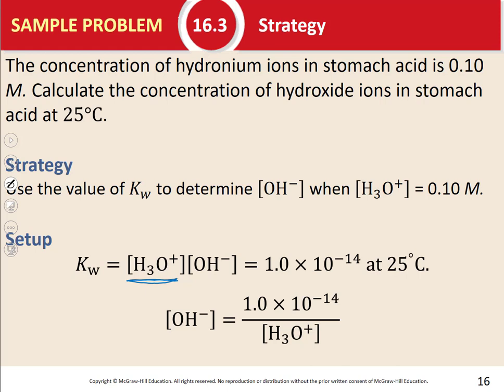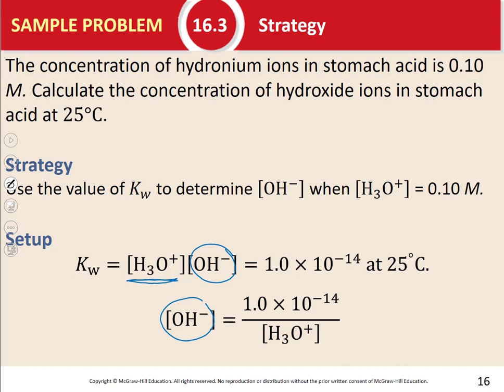I'm not quite sure why your stomach acid would be only 25 degrees Celsius, but we're just using that because we know what the equilibrium constant is for water at that temperature. So we're going to take our equilibrium expression, solve for the unknown variable. So our unknown here is hydroxide. So hydroxide is equal to Kw divided by hydronium.